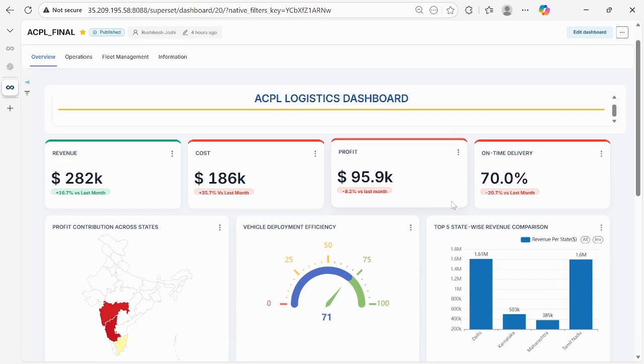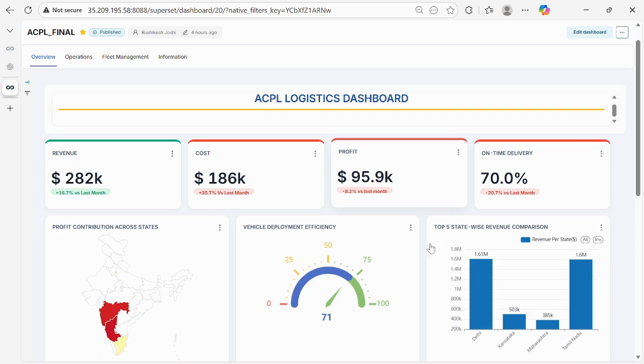This page is the executive overview of the ACPL Logistics Analytical Platform. It is designed to give leadership and senior stakeholders a single place to understand financial performance, delivery efficiency, and operational health without needing to navigate multiple reports. The goal is not just reporting but faster and better decision making.